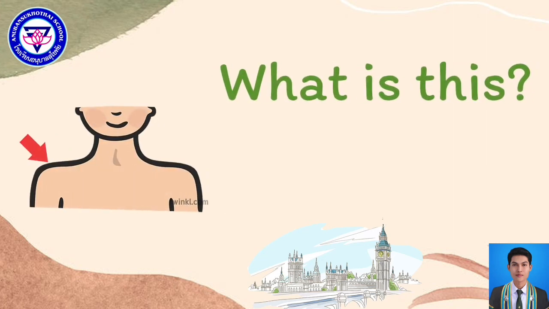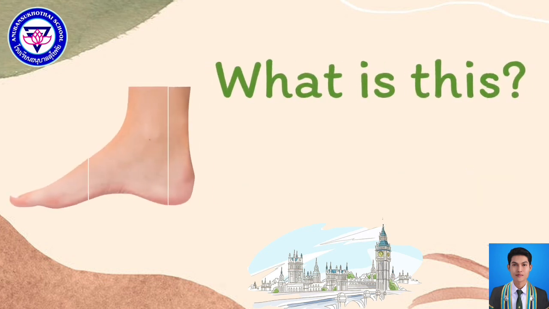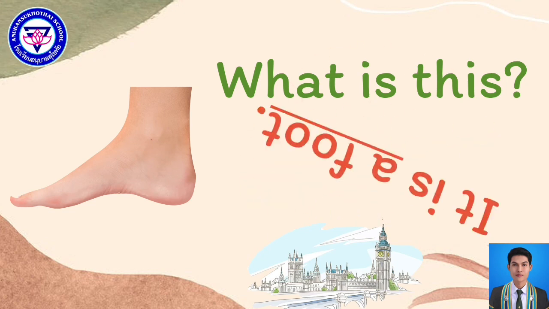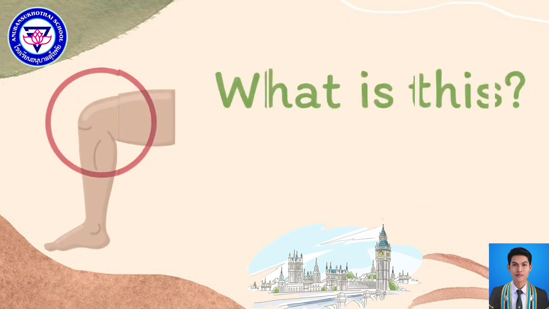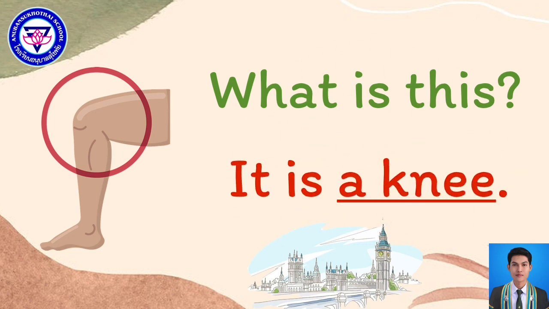Look at the picture. What is this? It is a shoulder. Look at the picture. What is this? It is a foot. Look at the picture. What is this? It is a knee.